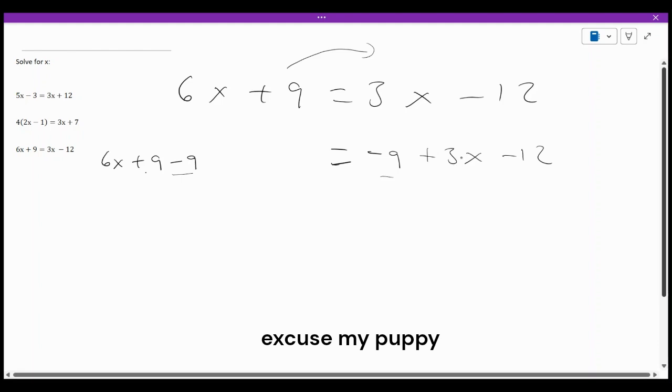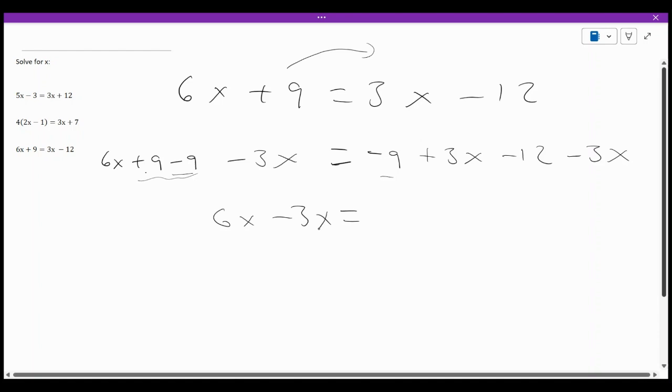Now this 3x, we're trying to get rid of it because we want it on this side. Therefore, we're going to say minus 3x, right? Because we're trying to get rid of this 3x, and that is what we do on this side as well. Okay, and then this is going to be 0. Then we have 6x minus 3x, and then on this side we have negative 9 minus 12, because 3x and minus 3x is just 0. Then we have 3x as our answer here, and then we're going to have negative 21.